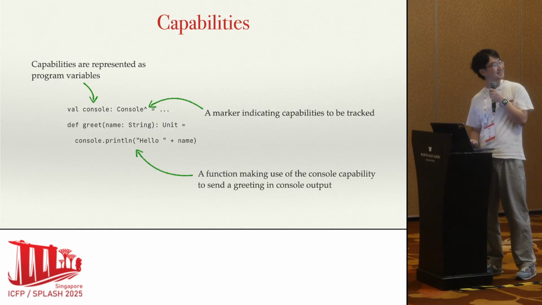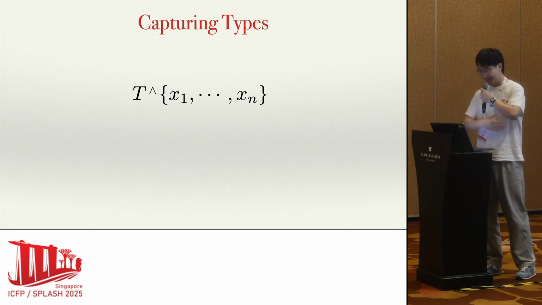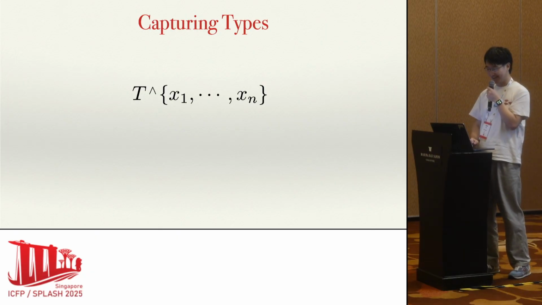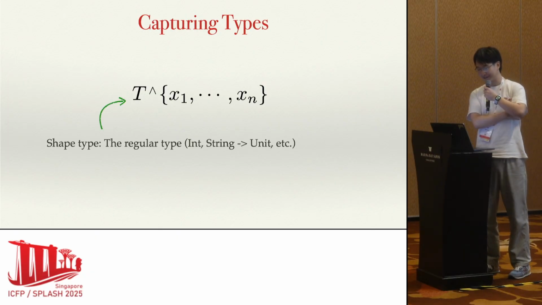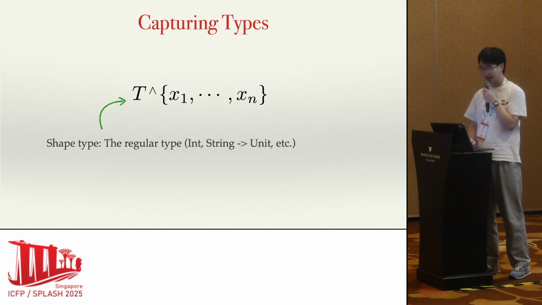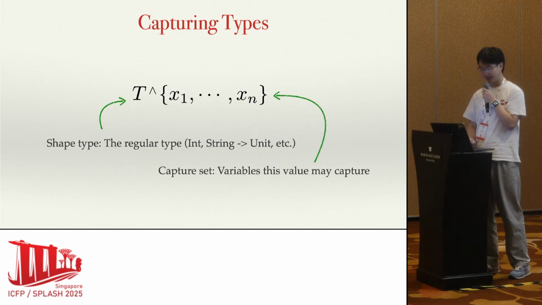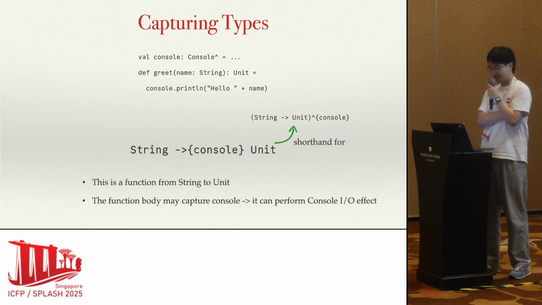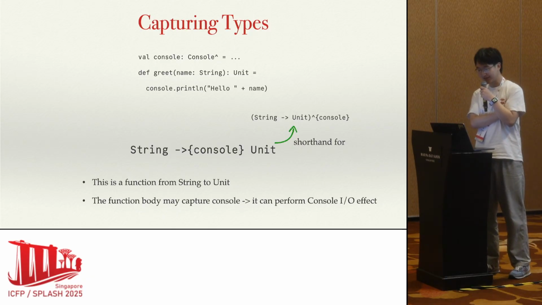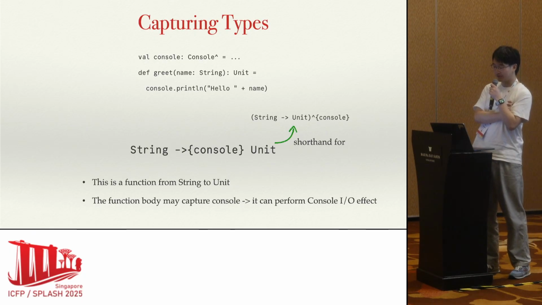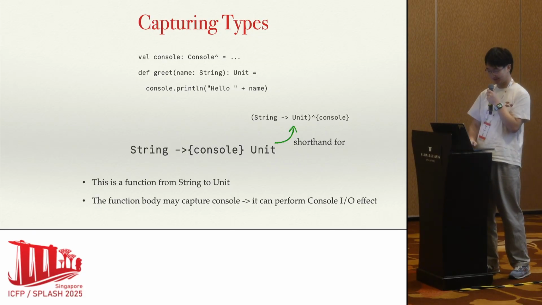Now we talk about capturing types, and here is the syntax. There are two parts. The shape type tells you what the value is. It's an integer or a function, whatever. And the capture set will tell you what variables or capabilities it might capture and use. So back to our greeting function, this type will be String to Unit capturing console, and the capture set makes the effect explicit that this function may perform some console I/O.